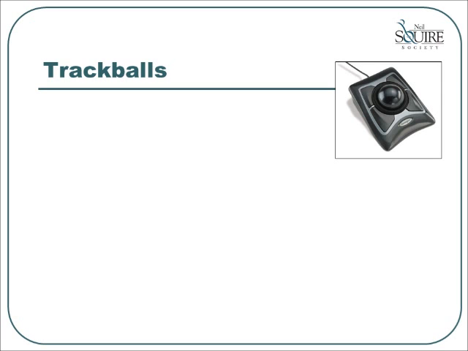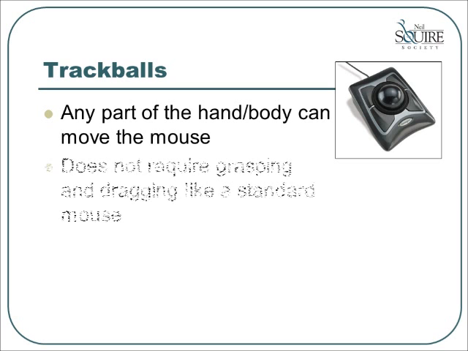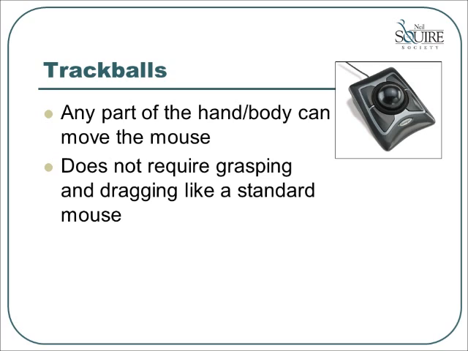With a trackball, the ball is now on the top of the unit, and you can roll it with any part of your hand or body. This means that the trackball does not require grasping and dragging like a standard mouse. For many people with disabilities, the rolling of a trackball is a much easier action to control.